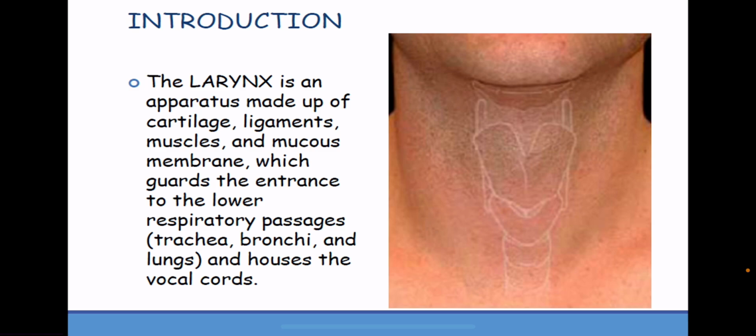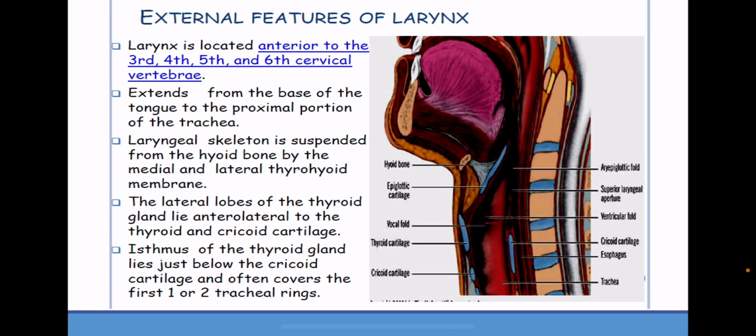The larynx is an apparatus made up of cartilage, ligament, muscles, and mucous membrane, which guards the entrance to the lower respiratory passage, such as trachea, bronchi, and lungs, and houses the vocal cords.